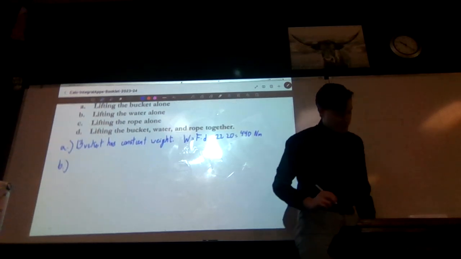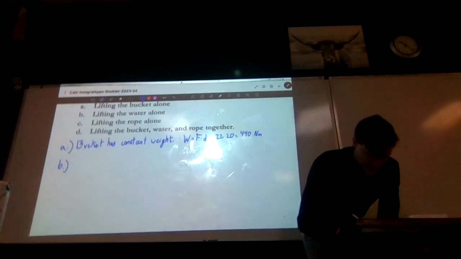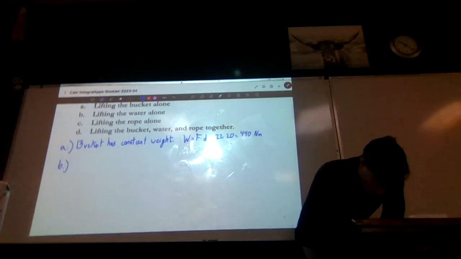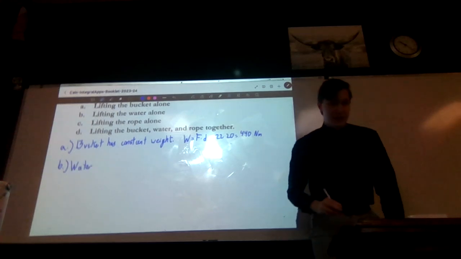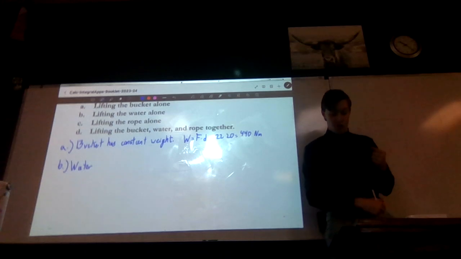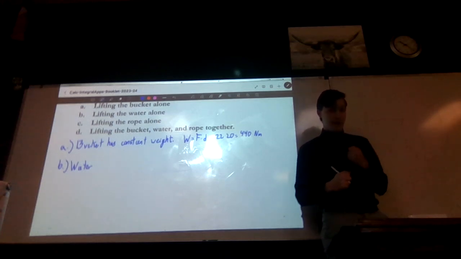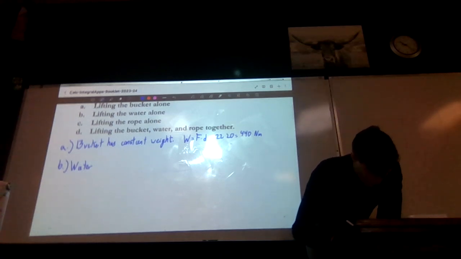Then we get to a harder part now. That's the work on the bucket, right? So as you pull it up, you have to do 440 Newton meters of work in order to pull the bucket alone up. Then we have the water weight.